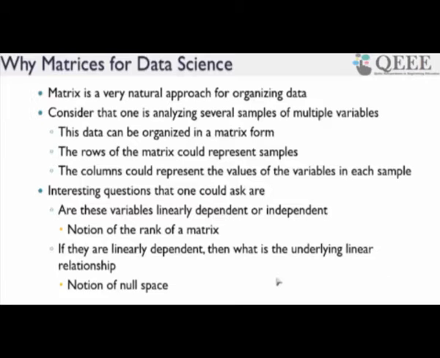Rank tells me the answer to this, and basically if the rank is 10, then that basically means that all of these variables are independent of each other. Keep in mind that we are only talking about linear relationships in this module. So if the rank is 10, that basically means that all of these variables are linearly independent. In other words, if the value for even one variable is missing, you cannot guess that from the other variables.